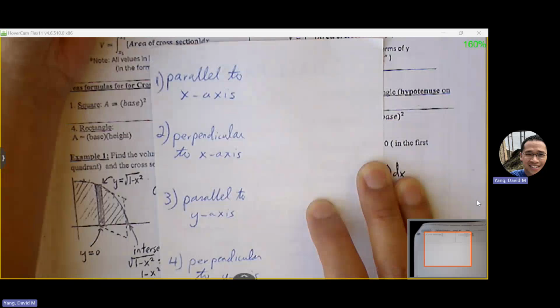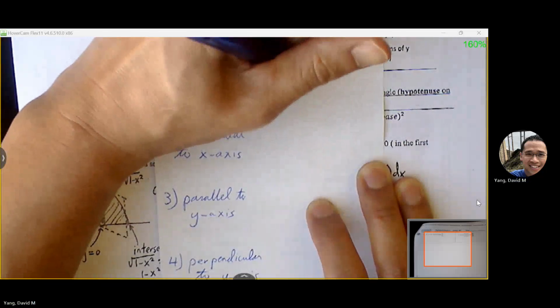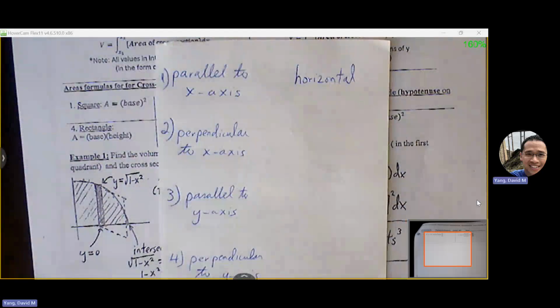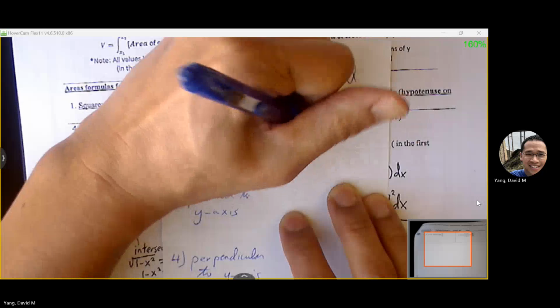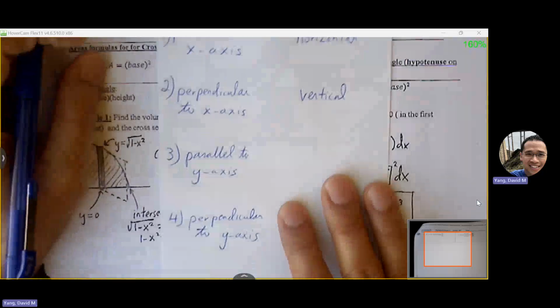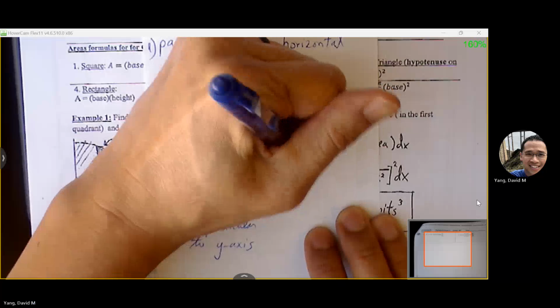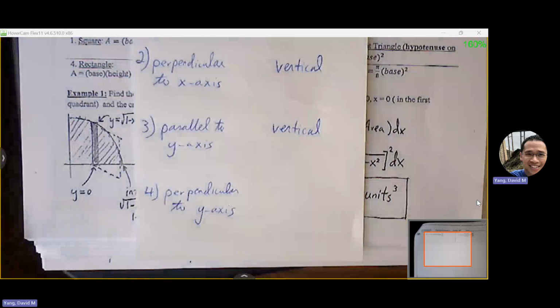Horizontal or vertical? Horizontal. Right. Perpendicular to the x-axis. Vertical. That's vertical. Parallel to the y-axis. Vertical. Vertical. Perpendicular to the y-axis.